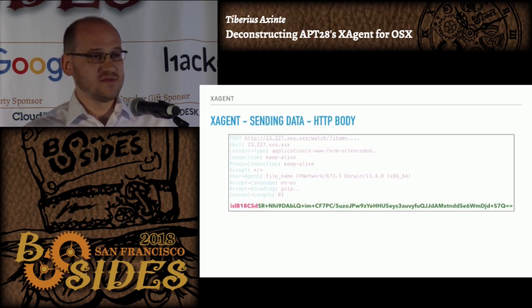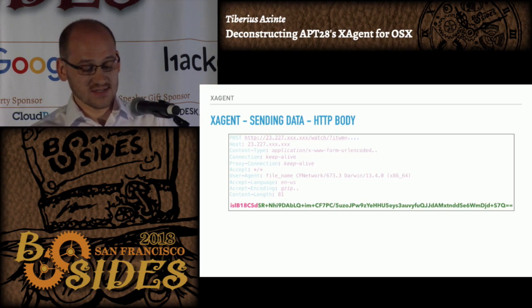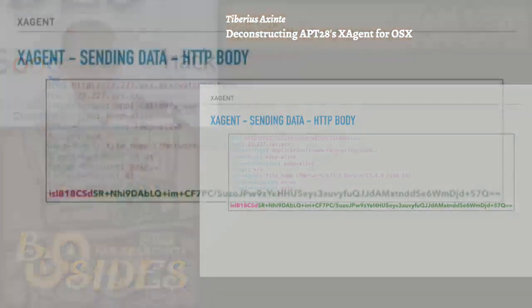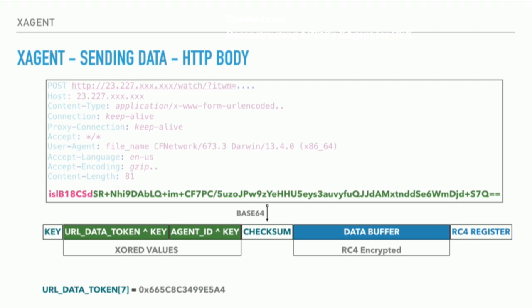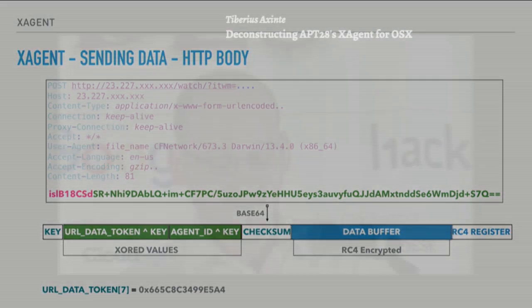Okay, so now we've seen how the URL is generated. Let's take a quick look at the data. It's also a base64 string, and if we decode that string, we obtain a buffer that starts with a 4-byte key used to encrypt a data token and an agent ID, also for message integrity and victim identification. And then we have an RC4 encrypted buffer prepended by a checksum for that buffer.